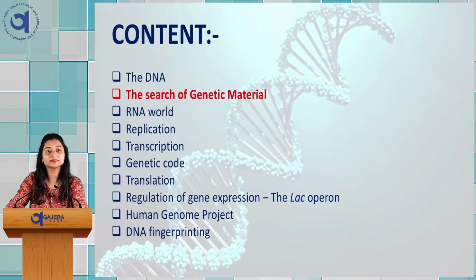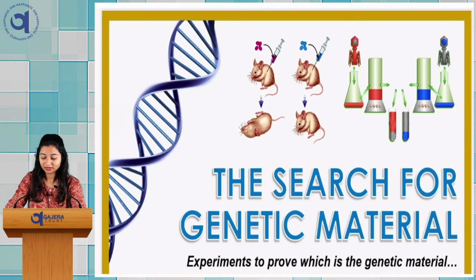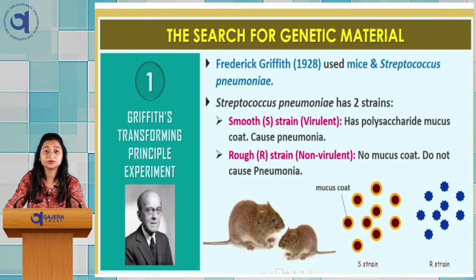In our previous topic, we discussed DNA. Today we are going to continue with the second topic, the search for genetic material. It started with an experiment given by Frederick Griffith, and he named this experiment the transforming principle experiment.